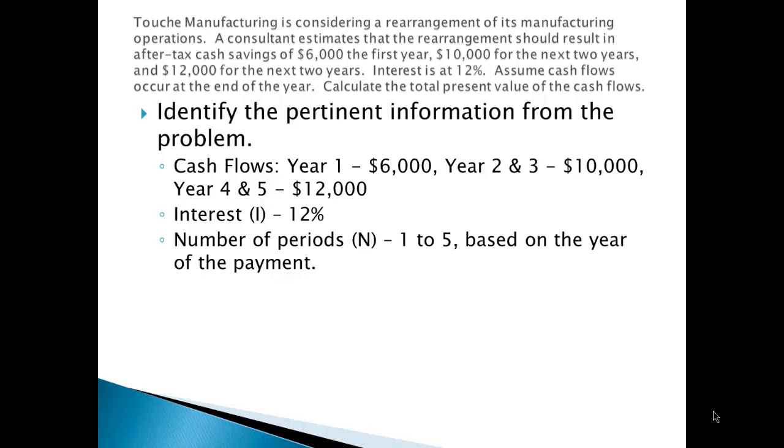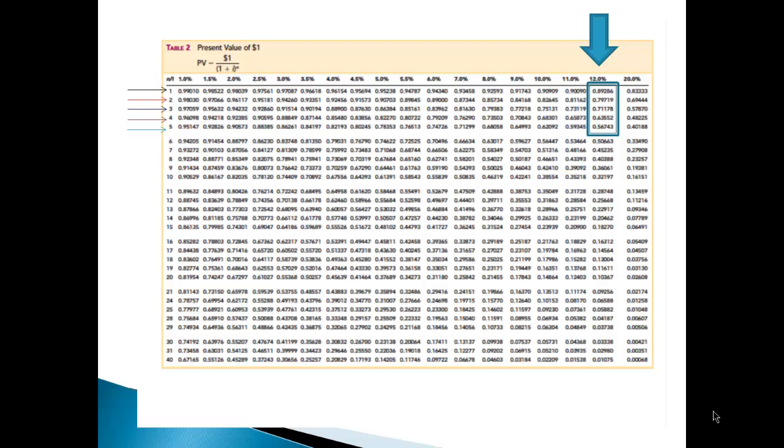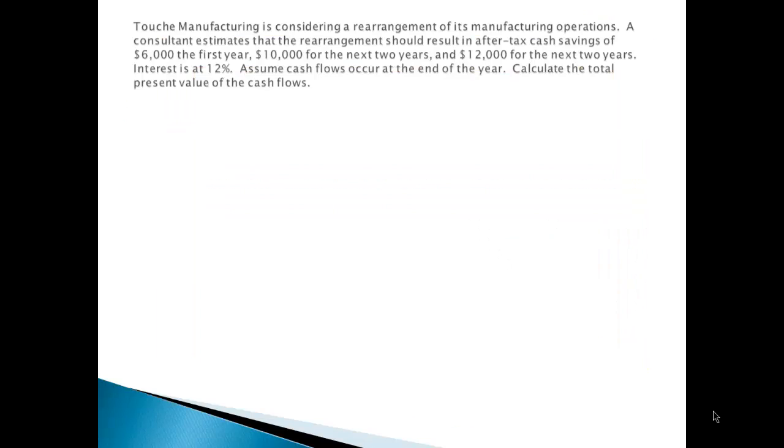So now that you've got your pertinent information, you're going to use the present value of a dollar table, table 2, to find the appropriate values from the table. Now, as you can see, indicated by the big blue arrow, that's our interest of 12%, and then indicated by the 5 different colored smaller arrows is our number of periods. This is the present value factors that you will use in your computations.